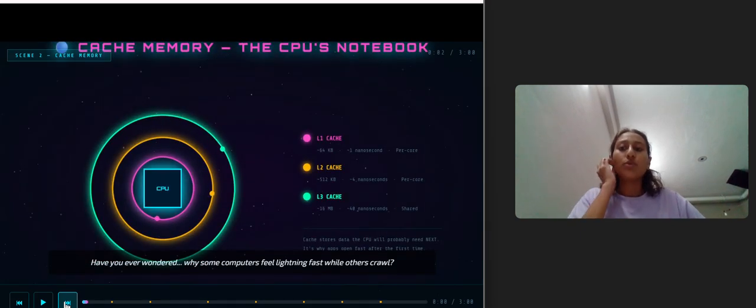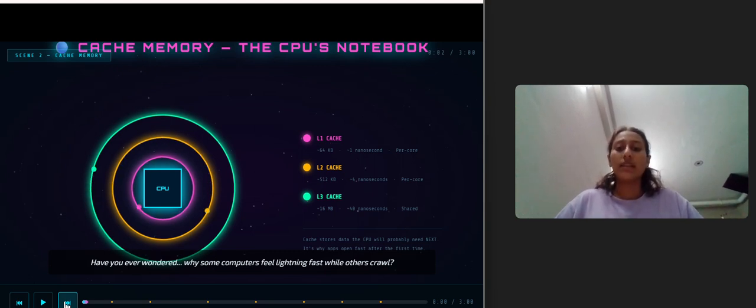Now, next we move to cache memory, the CPU's smart notebook. Cache stores data that the CPU is likely to use next. This reduces the time needed to fetch data from slower memory. Cache is divided into three levels: L1 cache, smallest and fastest; L2 cache, medium; L3 cache, larger.